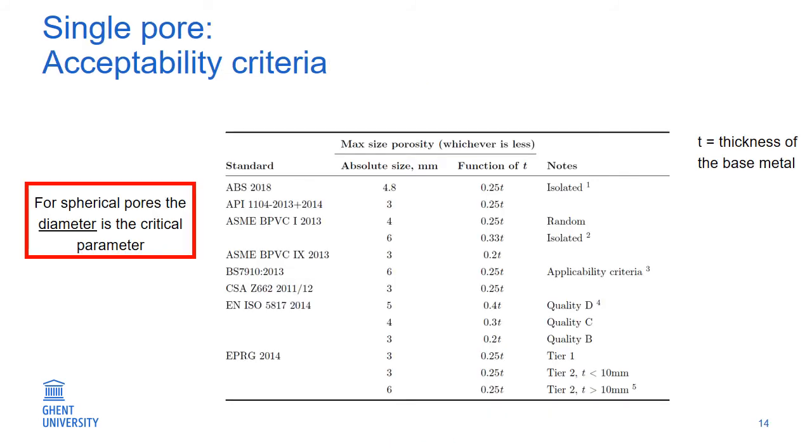The second type of porosity analyzed in this work is the single pore. Standards also present a criterion regarding single pores. The critical parameter used to judge the acceptability of a single pore, in the case of spherical pores, is the diameter. This table summarizes the absolute pore size tolerated by several standards. The maximum tolerated size is defined by a fraction of the base metal thickness, T, or by a fixed absolute size, whichever value is lower.